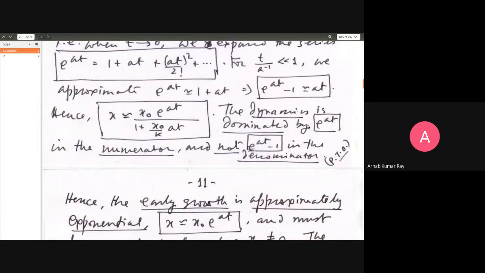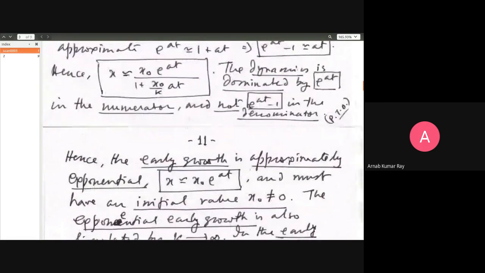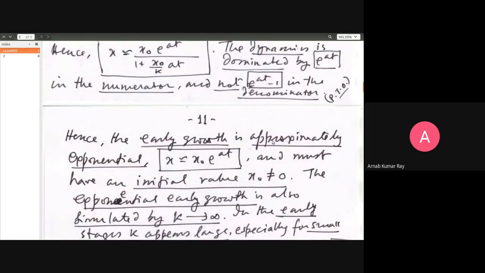The dynamics is dominated by e raised to at in the numerator, not e raised to at minus 1 in the denominator. As a result, it would look like the early growth is approximately exponential. So you would think that, okay, we are growing very rapidly. And of course, we must have an initial value, x naught, which is not equal to 0.